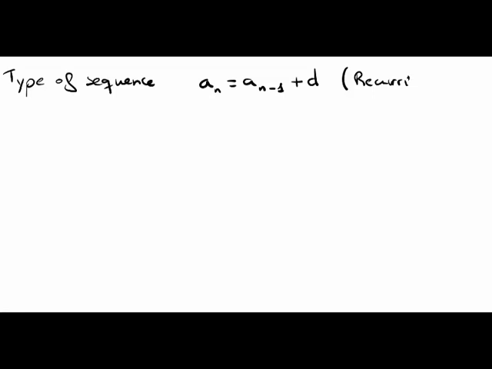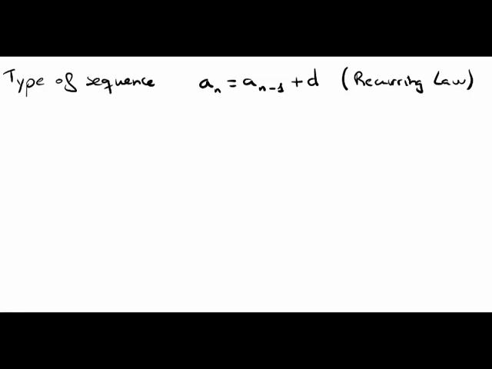An arithmetic progression is a type of sequence in which each term can be calculated by adding to the previous term a certain quantity, always the same. So here I have the recurring law of an arithmetic progression.